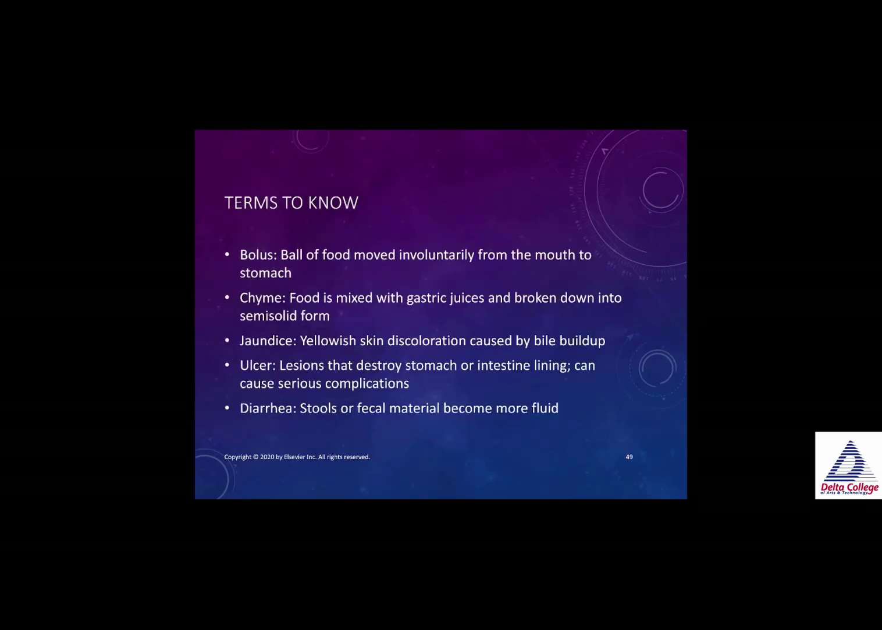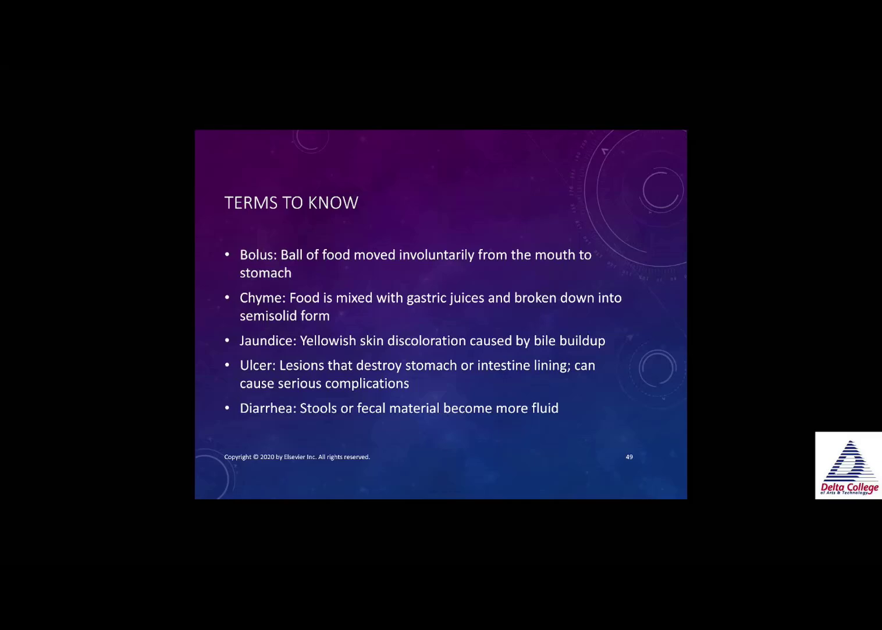Here we go. So some terms to know. Bolus is the ball of food moved involuntarily from the mouth to the stomach. Chyme is when food is mixed with gastric juices and broken into a semi-solid form. Jaundice is the yellowish skin discoloration caused by bile buildup in the blood and tissues.